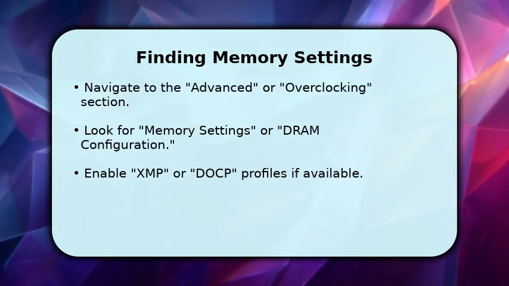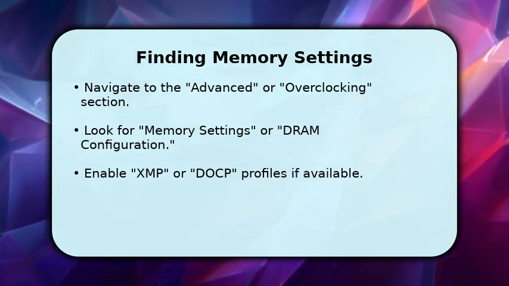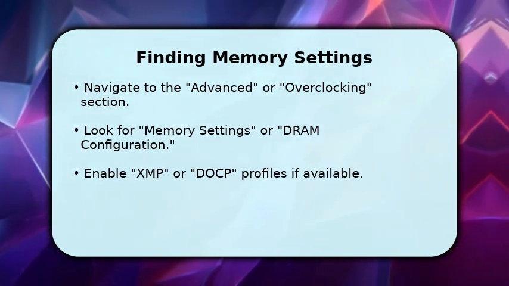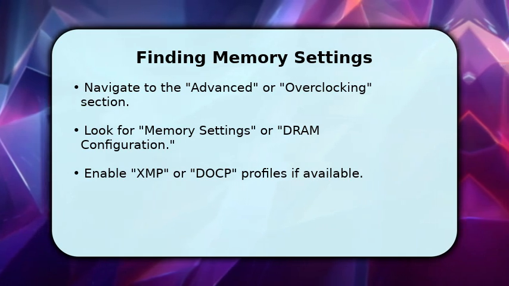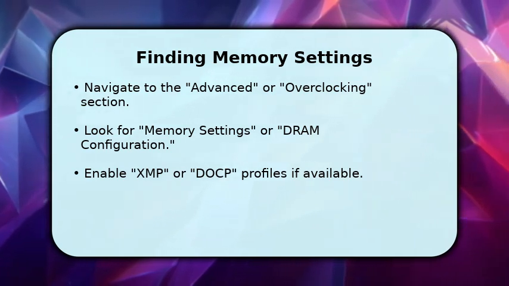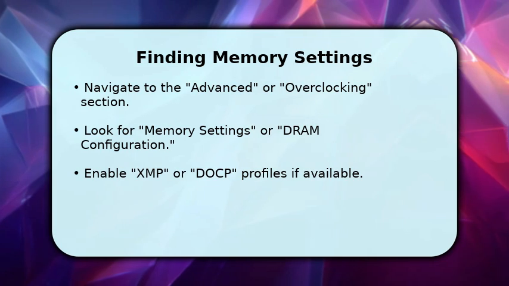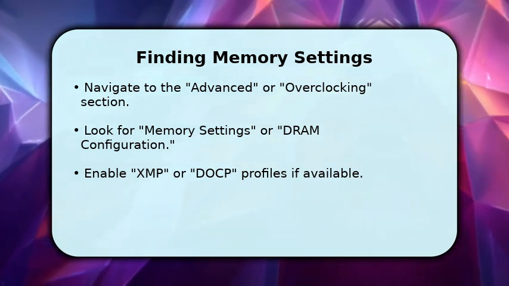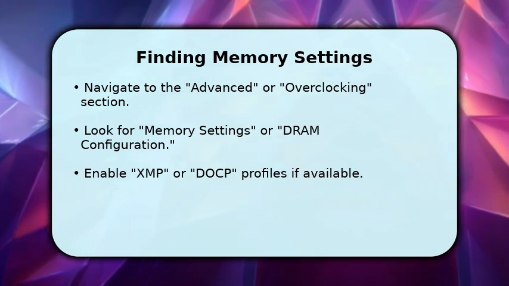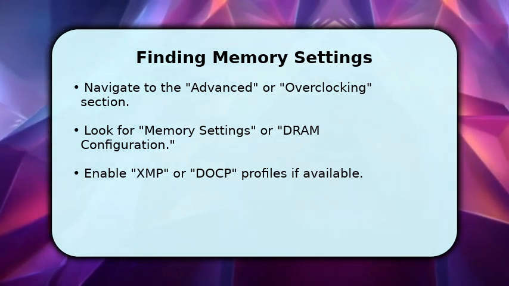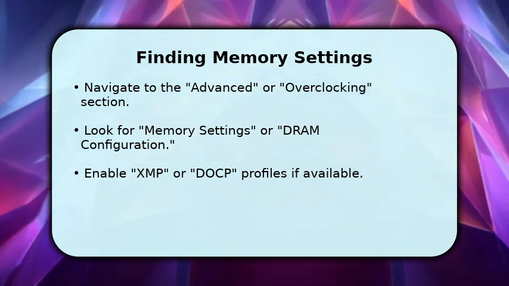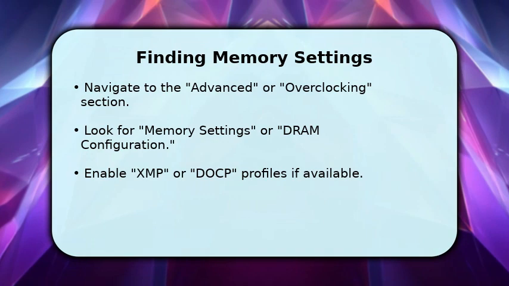Once inside the BIOS, navigate to the Advanced or Overclocking section. Here, you'll typically find memory settings or DRAM configuration. Many modern motherboards offer XMP or DOCP profiles. Enabling one of these profiles is often the easiest way to apply optimized timings and frequencies, as they are pre-configured by the RAM manufacturer. This can significantly improve performance with minimal effort.